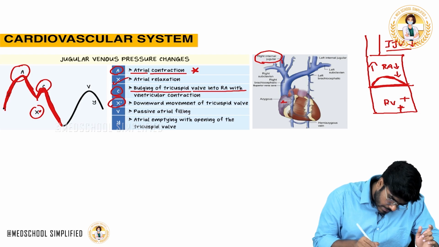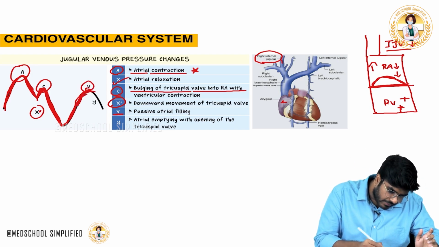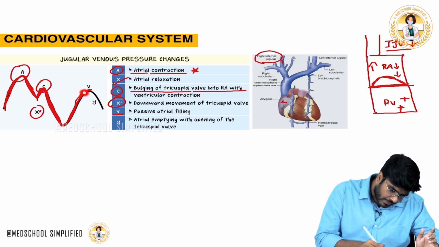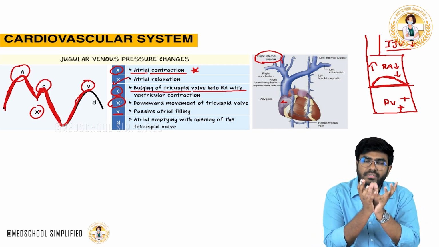Later what happens, sir? Now the V wave. See, again there is a positive wave. Now why this positive wave? Remember V for venous filling. So the atria are filling with the venous blood. Now the atria will receive the venous blood, right?